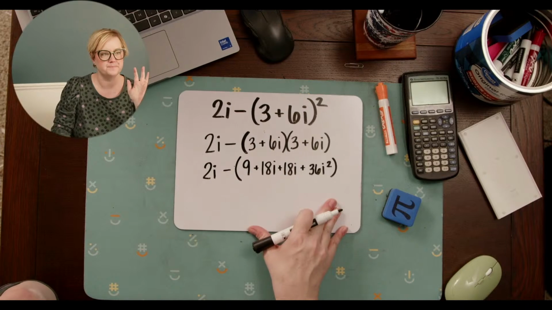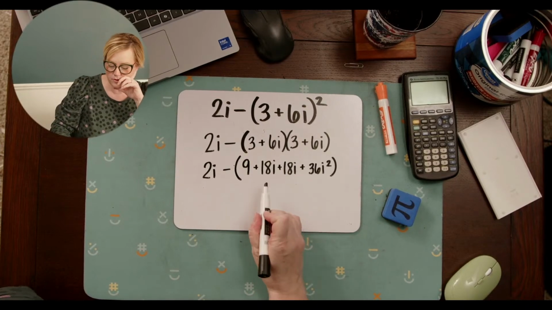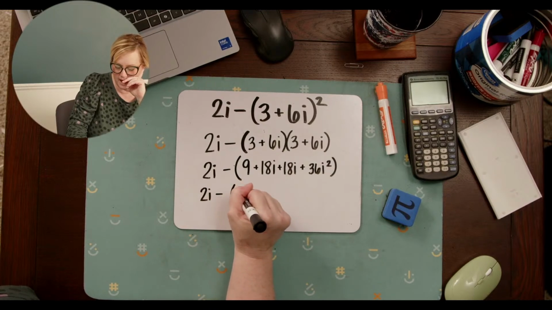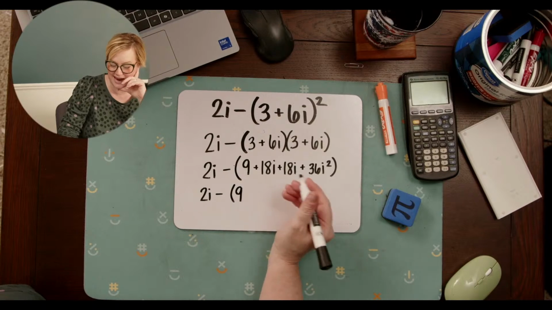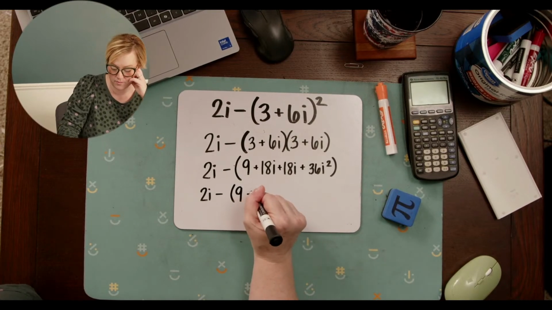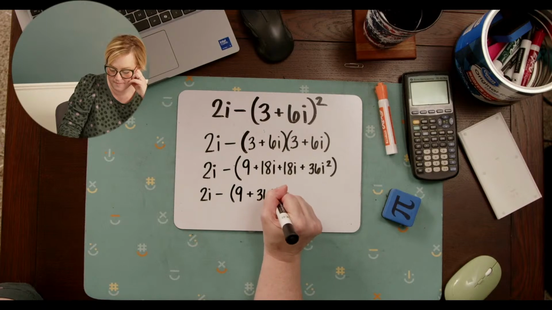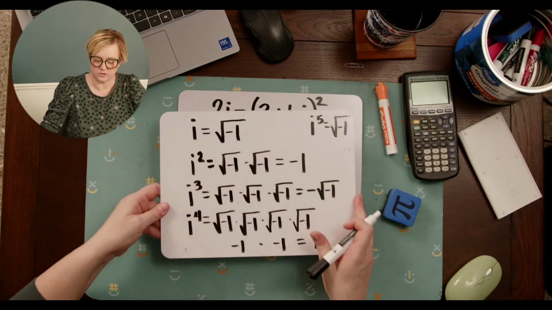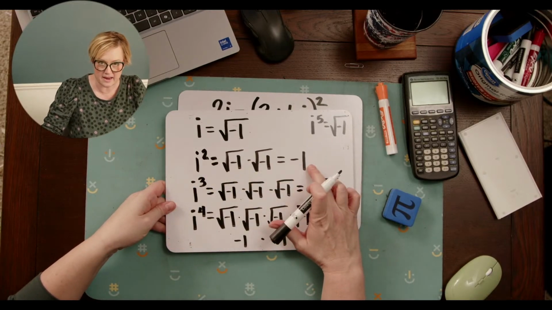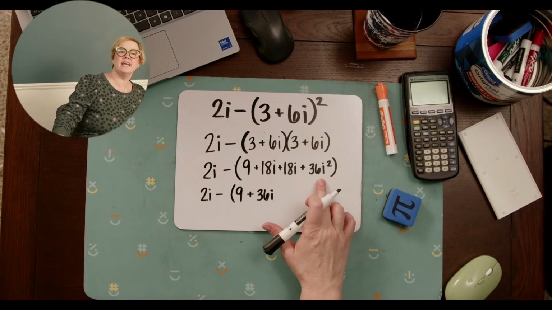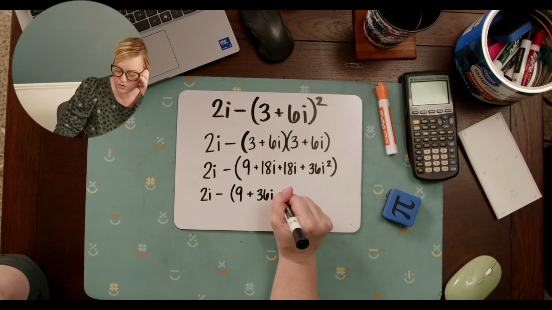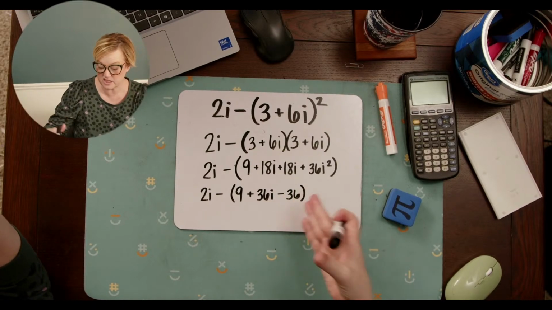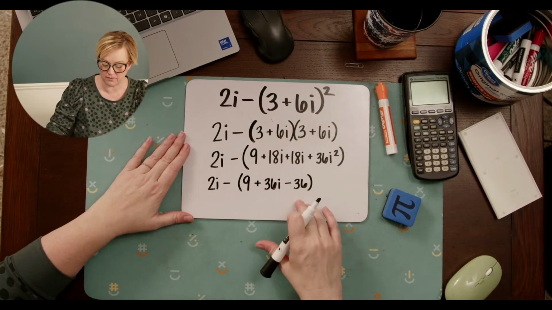Okay, now I'm going to leave it like that for a minute. So I've still got my 2i out here, minus 9, nothing happens. 18i plus 18i, we can treat i like a variable, so it's just plus 36i. Now the i squared, right? Remember, i squared is -1. So 36 times i squared is going to be minus 36, because 36 times -1 is -36.